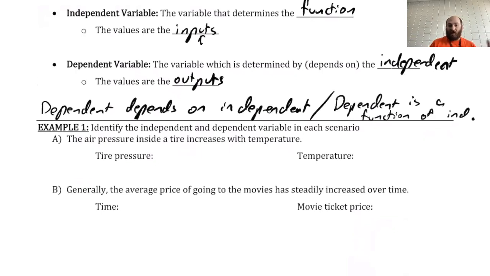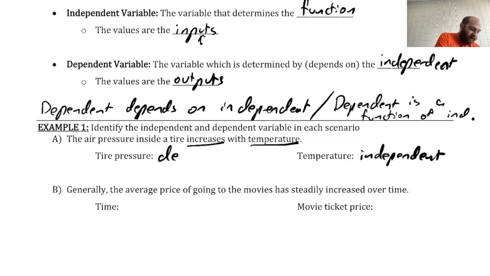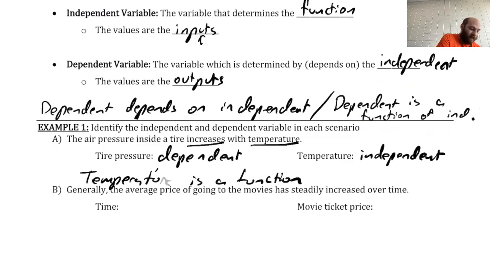Identify the independent and dependent variable in each scenario. The air pressure inside a tire increases with the temperature. The air pressure depends on the temperature. The temperature goes up, the air pressure also increases. So the temperature is my independent variable and the tire pressure is the dependent variable. Going one step further: dependent goes here. Tire pressure is a function of temperature.